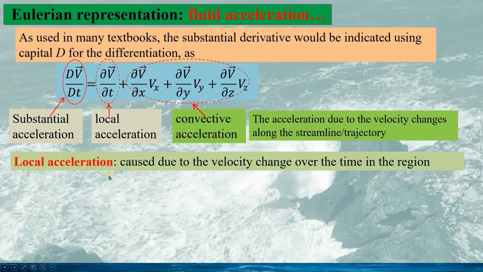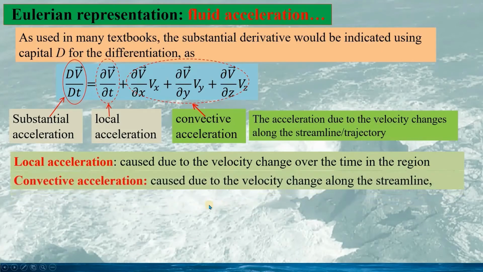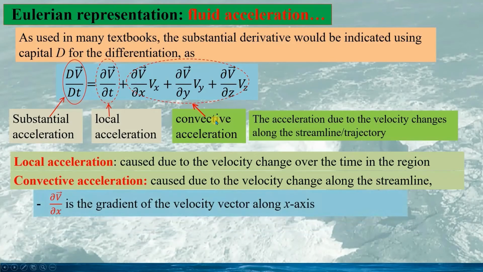So we can see here, the local acceleration is caused by the velocity change over time in the region. And the convective acceleration is caused by the velocity change along the streamline. From this expression, we see the partial differentiation of the vector v with regard to x is actually the gradient of the velocity vector v along the x-axis.